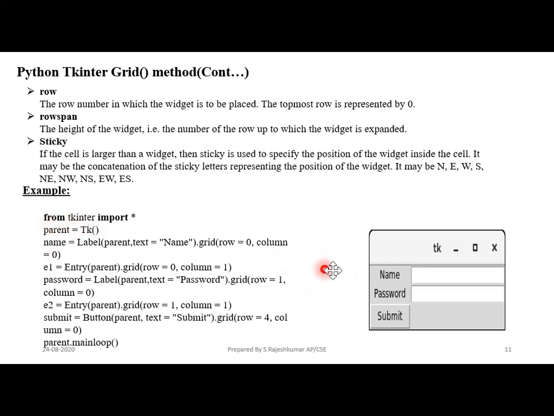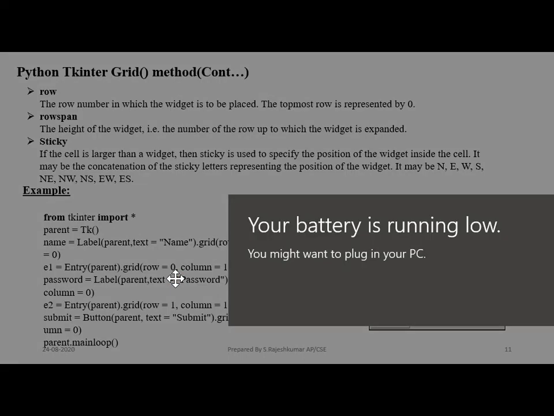Next we have to place a name. Name is a label here. Name equal to Label. Why are we calling the Label function? Because name is a label. Within the label we have to give the properties of this name field. It should be available in the parent screen. Text equal to Name: what is the text of the label? Name should appear on the label.